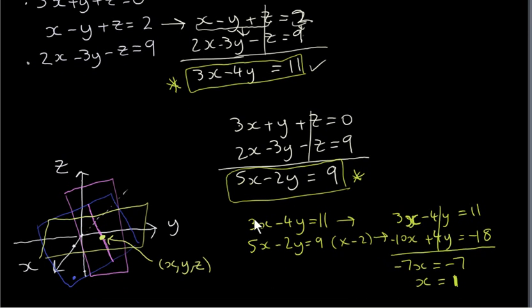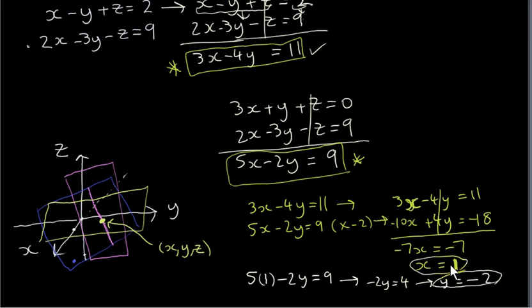So knowing that x equals 1, we can plug it into one of these two equations to find y. So I'll take this equation here. So I'll write this equation down, replacing x with 1. So that leads us to minus 2y equals 9 minus 5, which is 4. Which means that y equals minus 2.